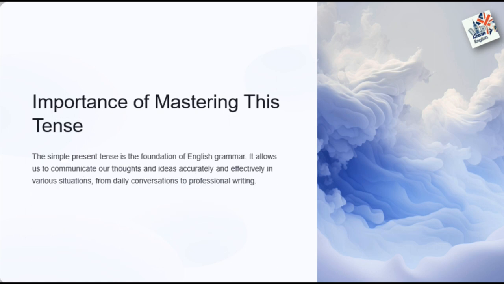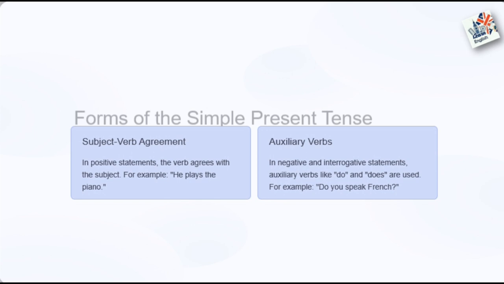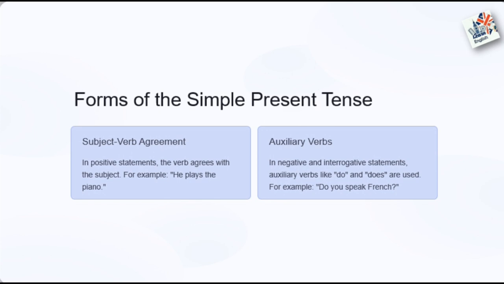Importance of mastering this tense. The simple present tense is the foundation of English grammar. It allows us to communicate our thoughts and ideas accurately and effectively in various situations, from daily conversations to professional writing. Forms of the simple present tense: subject-verb agreement. In positive statements, the verb agrees with the subject.